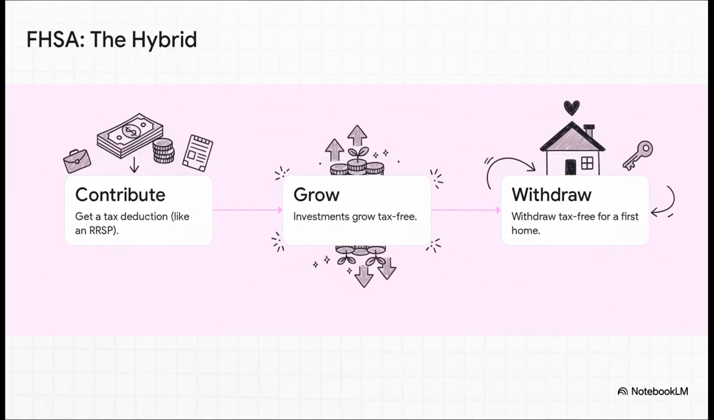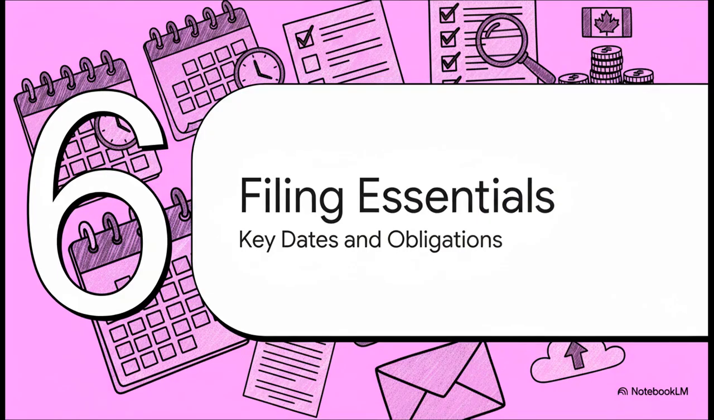And then there's the newest account, the FHSA. This is an amazing hybrid that gives you the best of both worlds. You get a tax deduction when you contribute, just like an RRSP. Your investments grow tax-free inside the account. And then, if you use the money for a qualifying first home purchase, the withdrawal is tax-free, just like a TFSA. It's incredibly powerful.